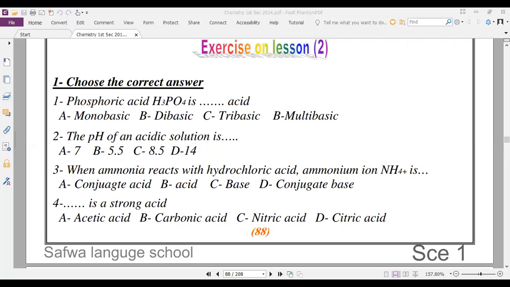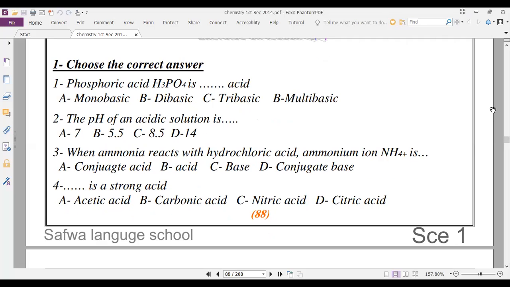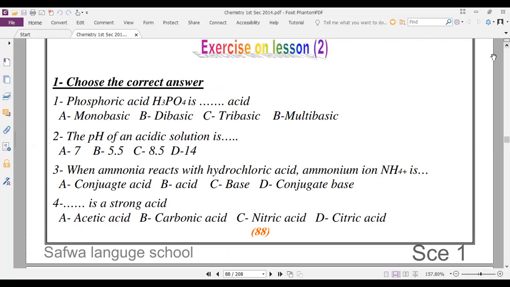Okay, Bismillah. Welcome, Mariam, to our chemistry session. Now we are going to answer questions on lesson 2 about acids, salts, and bases.